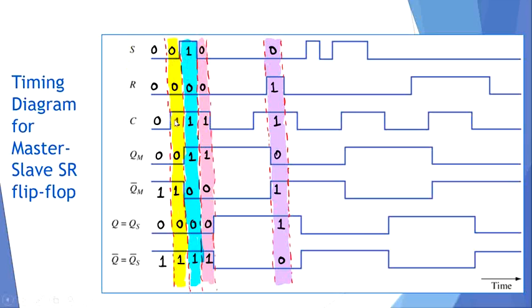Next I have the clock pulse being applied as level 1 or high input. So you have the combination of SR equal to 0 0, and for the combination 0 0, you obtain the output of the SR latch equal to 0 1.